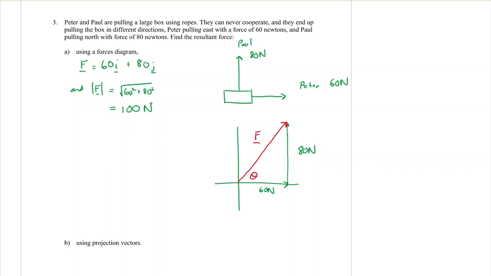At what angle? We will use our trigonometry. This time we have got the opposite and the adjacent, so we're going to use tan. So tan theta equals opposite, which is 80, over adjacent, which is 60. When you inverse tan that, you get 53 degrees.